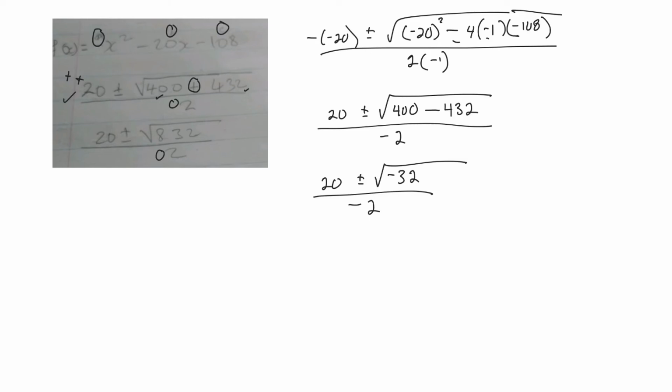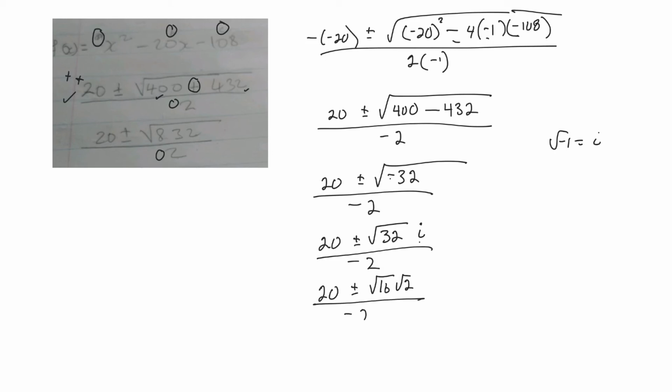Okay, good so far. And then the negative 32, I can make that into an i, I think. So it'd be 20 plus or minus square root 32 times i, right? Square root of negative 1 is an i. So I just got rid of the negative and put an i in there, all over a negative 2. Still going. 32 I can simplify, because that's the square root of 16 times the square root of 2 over negative 2. And it'll be 20 plus or minus 4 root 2 over a negative 2.